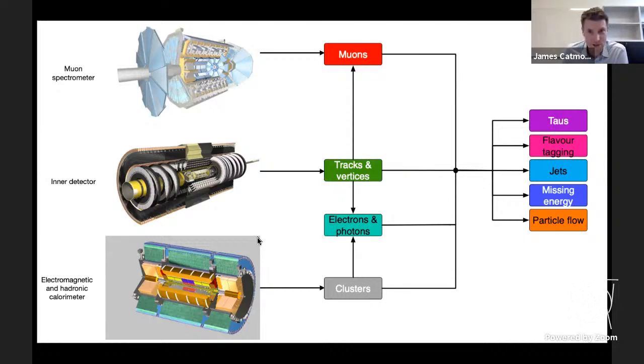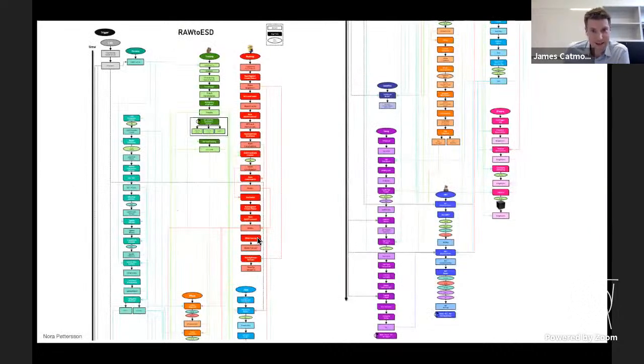So this diagram maybe doesn't look too complicated. I've actually spared you some of the details, because on the next slide this is what it actually looks like. It's a bit more complicated than what I showed. This gives you the idea of how this works. We start off with basic levels of information and we build it up into more and more complicated objects.